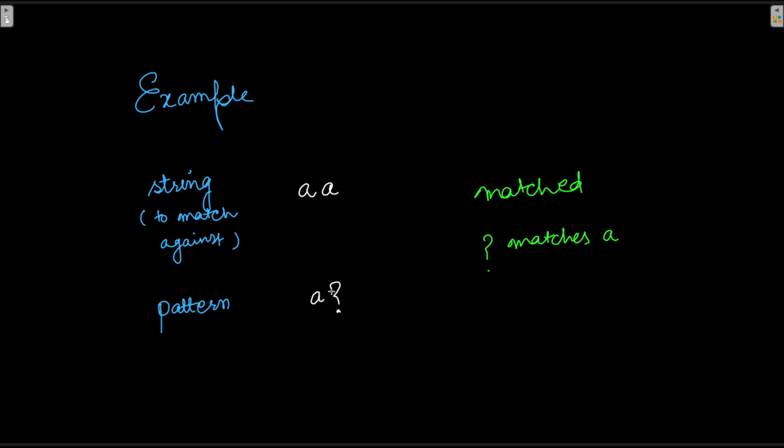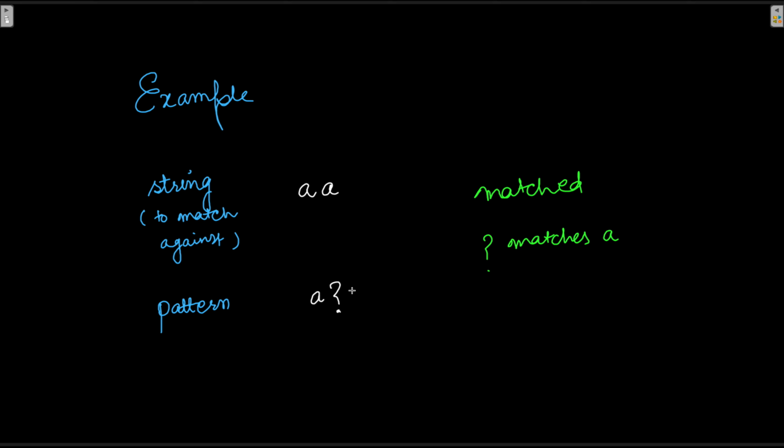Now in this case, we have a question mark. The previous character is A, which is matched against A, and the next character, which is A, is matched against question mark. It could as well have been anything. It could have been B, C, D, anything. A question mark would have matched it. So this is also matched.